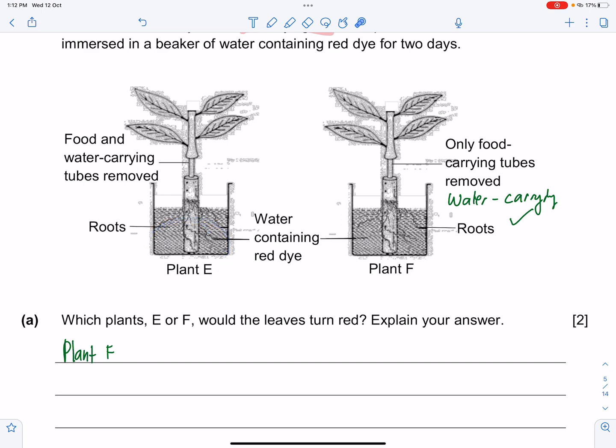Now, the one thing I want to caution everyone is, for this question, a lot of you did not answer the question because you were telling me why it is not E. I don't want that. The question is talking about the one that the leaves will turn red. So you have to explain to me about F and not tell me why not E. You are not answering the question. So plant F is because the water carrying tube is still present. Okay. Now, after that, you need to tell me explicitly that the water carrying tubes are not removed.